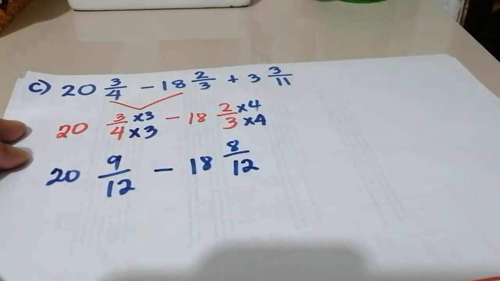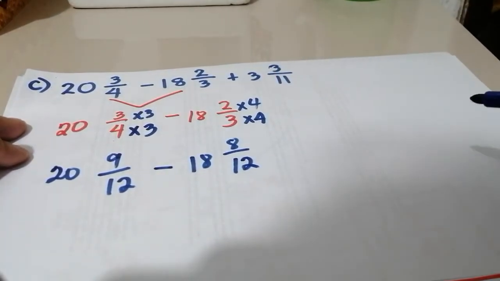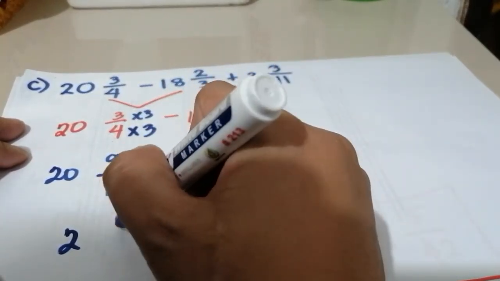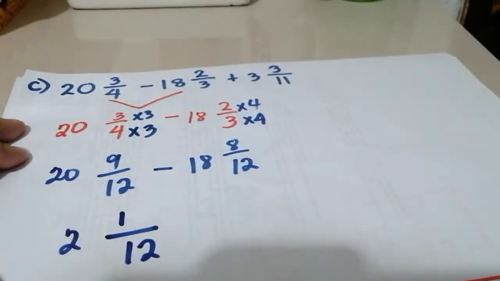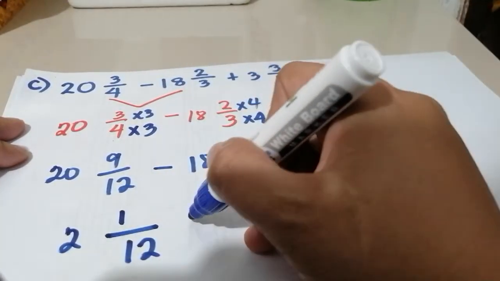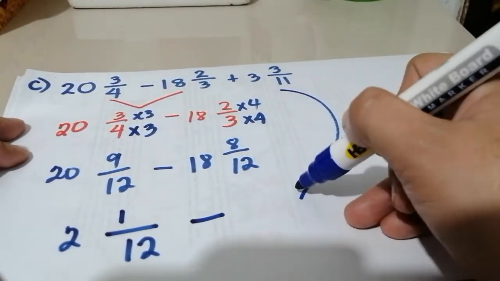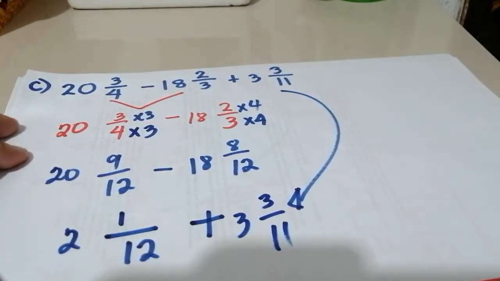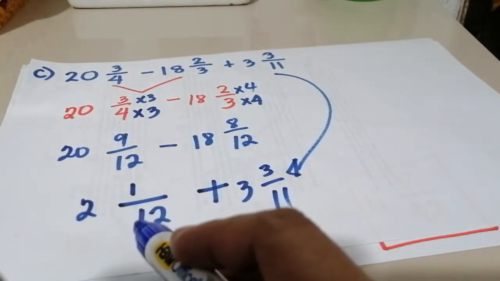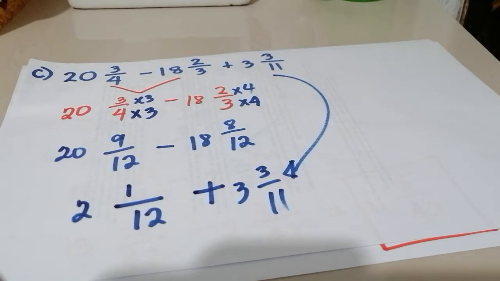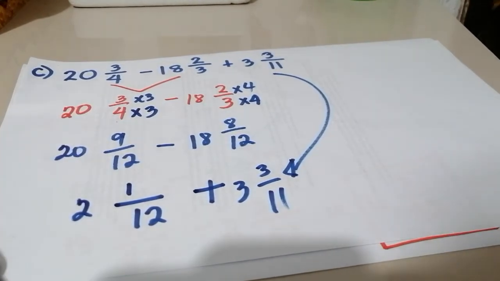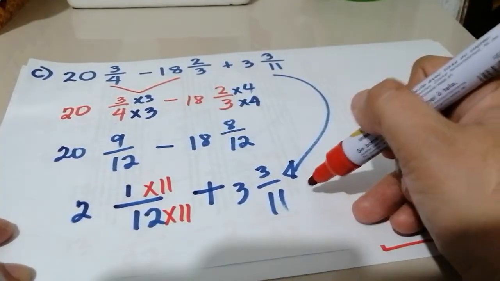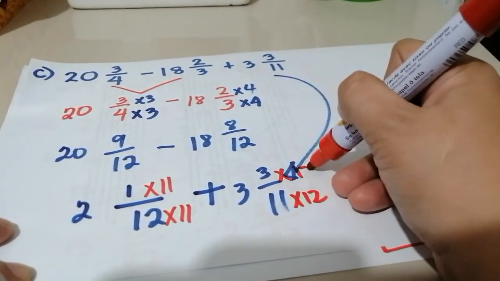So, since the fractions are already the same, we can now subtract them. So, 20 minus 18 is 2. 9 minus 8 is 1 over 12. Okay? Now that we have the answer here, we can now add the other fraction left, and that is 3 and 3 over 11. So, ang denominator dito is 12. Ang denominator dyan ay 11. At because of that, we just need to make the denominator the same again by multiplying this by times 11, times 11. At eto, it's times 12, times 12.